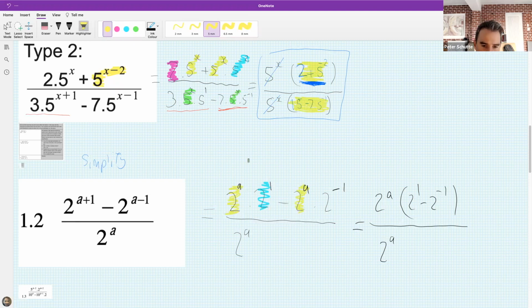Now, why do I get that? Well, I get that because there's the 2 to the minus 1 here and the minus there. Let's bring that back. So you can see that this bit over here is what I take out. Okay, what do you think the final answer is? Put it in the chat if you think you know what the final answer is.